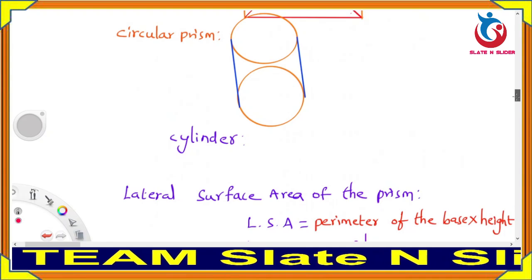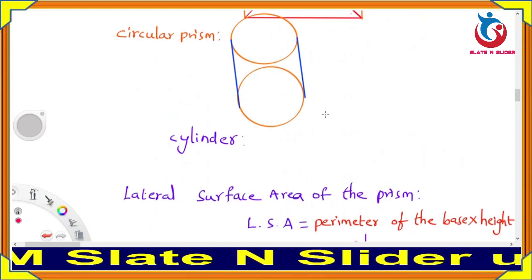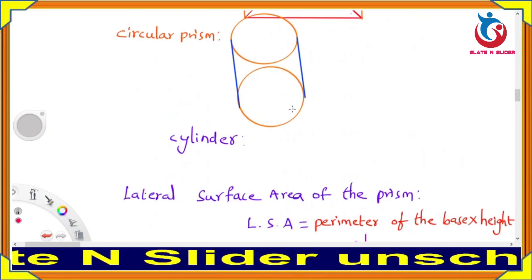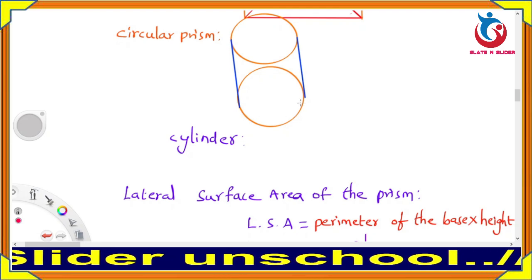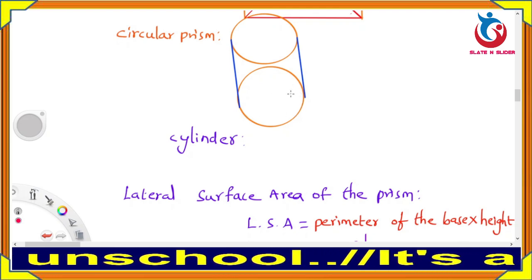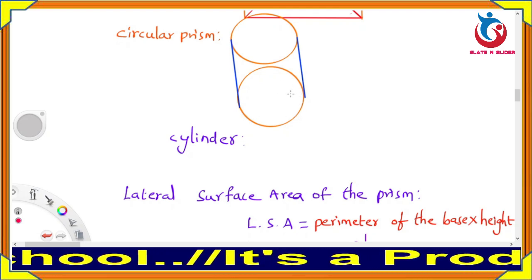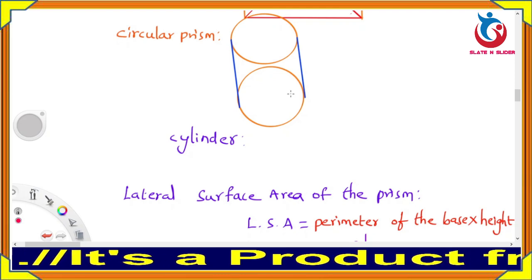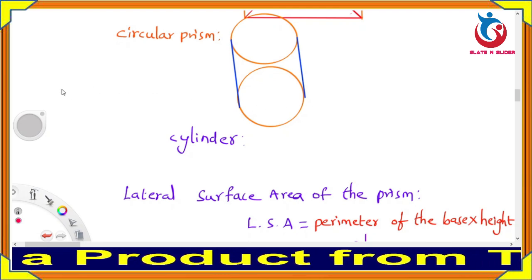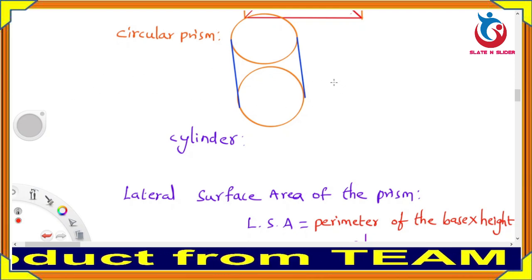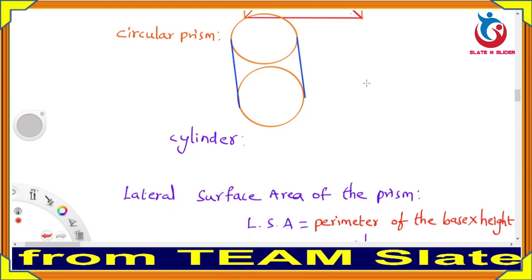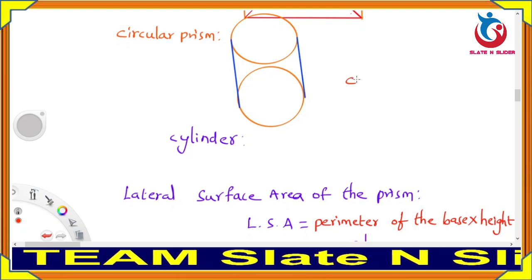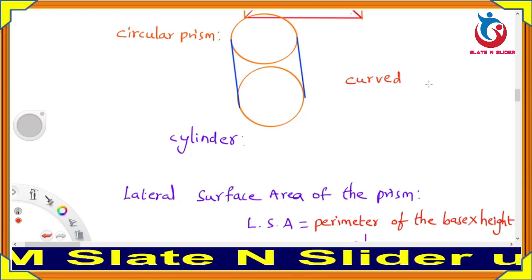And for the cylinder, the bottom of the cylinder is in a circular shape. The circle has no definite number of sides, because we can't define the number of sides as it has infinitely many sides. So here we should not use the word lateral surfaces. Instead of that we use curved surface area.